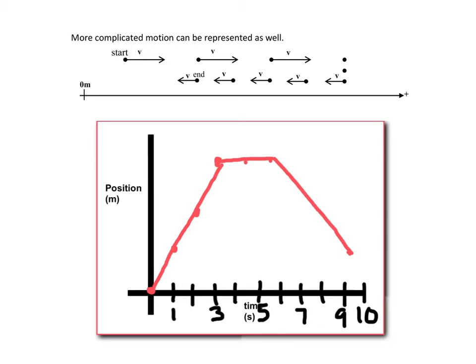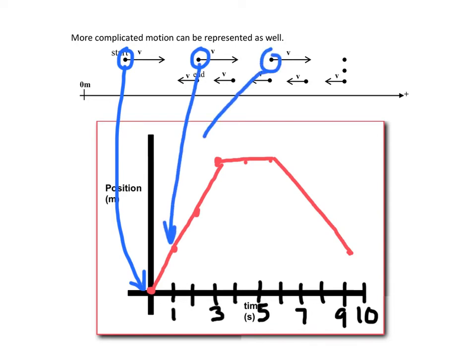Notice that each of the points in my motion map corresponds to a point on my graph itself. And even though I haven't drawn each and every point in here, you can convince yourself that each of these motion map points would have a corresponding point on the graph.